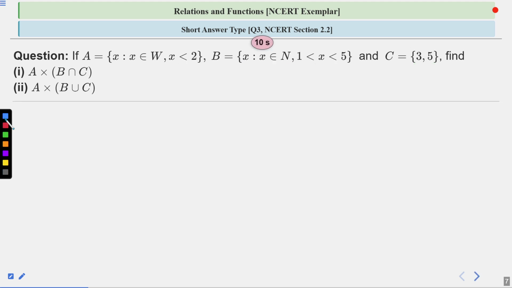You will have some seconds to try this problem, then afterwards we will move on to the solution slide. So your time starts now.